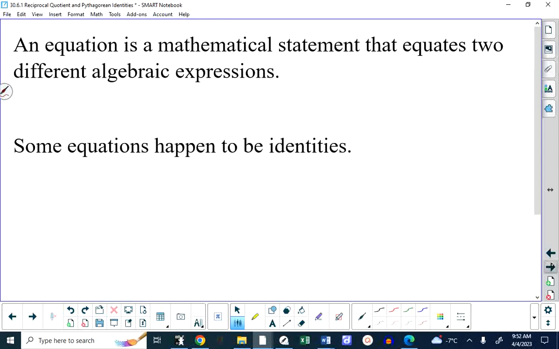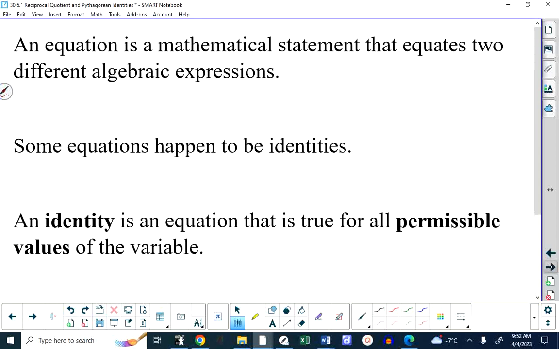Some equations are identities. In warm-up 1, we had an equation. In warm-up 2, we had an equation. They're both equations, but only one of them was an identity. An identity is an equation that's true for all allowable values of x. And if that bothers you, we'll talk more in detail in a minute. Just remember, an equation that is always true is an identity. Okay? There's a little wrinkle to it with the permissible values.